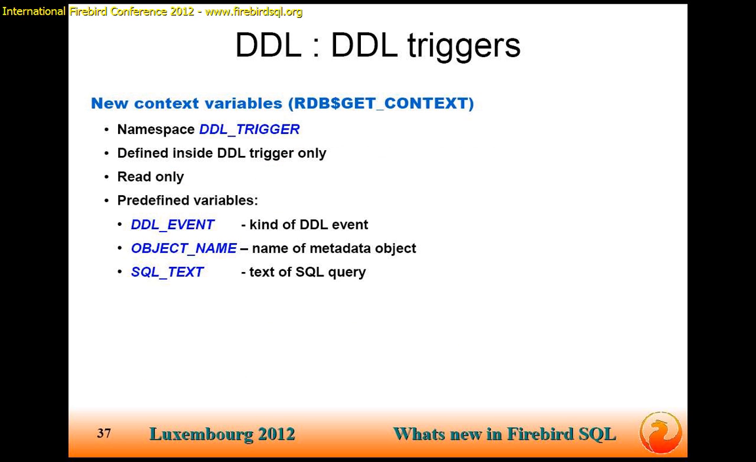To make it even more useful, we introduced a new namespace in the variables context and defined 3 predefined variables which show you some internal information about the environment in which the trigger was fired. It shows you the kind of the DDL event: create procedure, maybe drop table, maybe something else. It shows you the object name of the metadata object which was affected by the DDL statement, and it shows you the full text of the SQL query of the DDL statement itself.